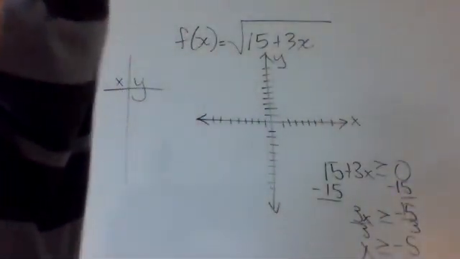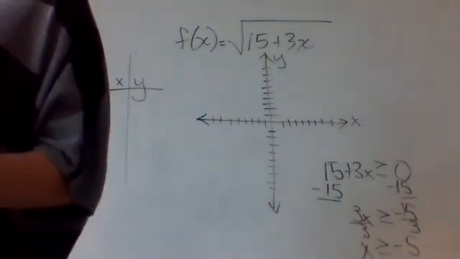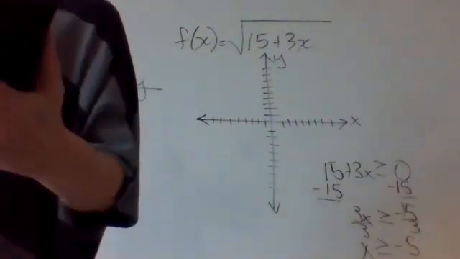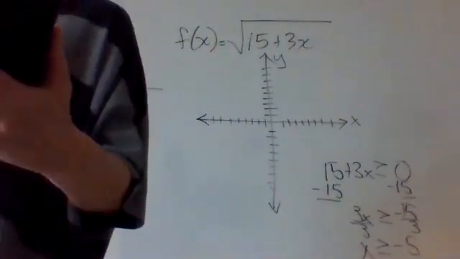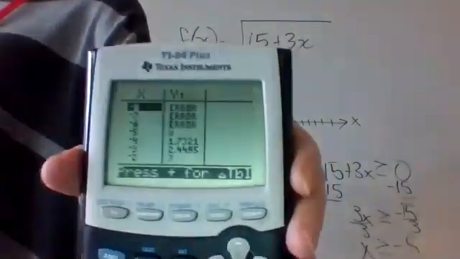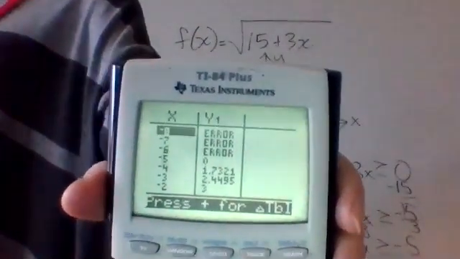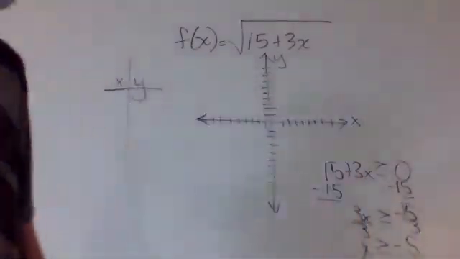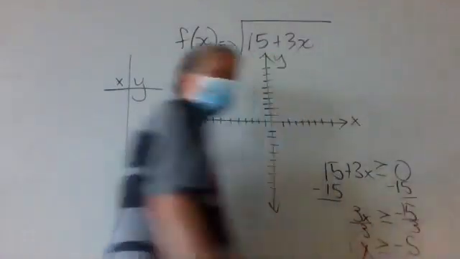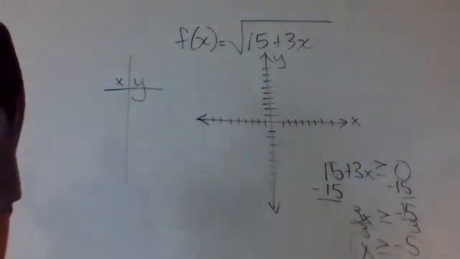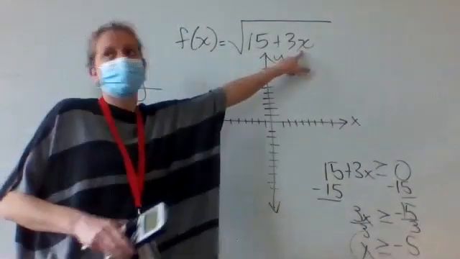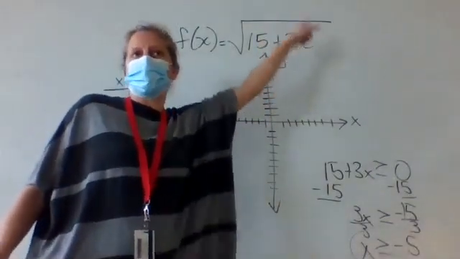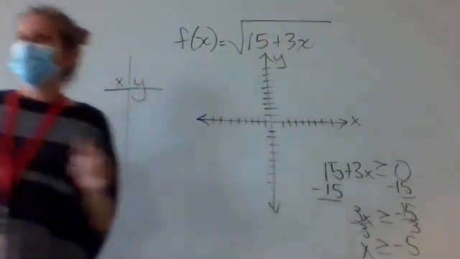So what is that telling you? When you go to your second table, look what happens at negative 5. Negative 5 works. But what does negative 6 give you? Error, right? Because the negative 6 is too small. It's not good enough. If you put a negative 6 in here for x, it's going to make this whole situation in here negative, which is what you can't have.